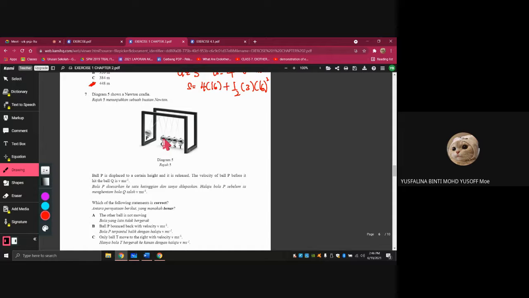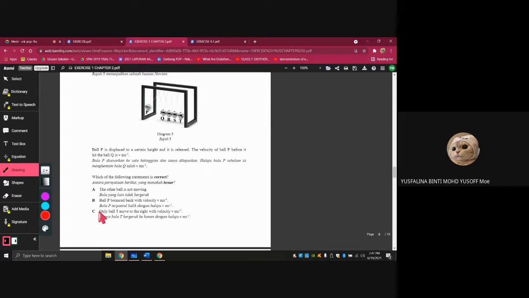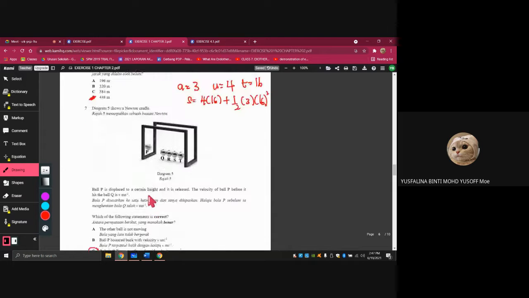The energy, the momentum, will be transferred through the balls. So when P hits Q, Q will transfer the momentum to R, R will transfer to S, S will transfer to T, then T will be displaced. So which of the following is correct? The answer is only ball T moves to the right with the velocity V. So that is the answer for number 7.